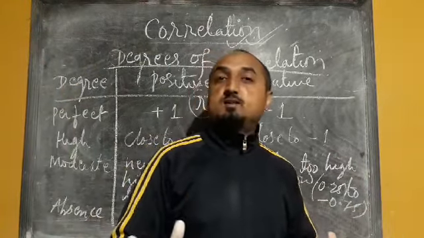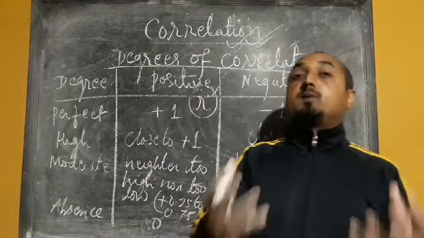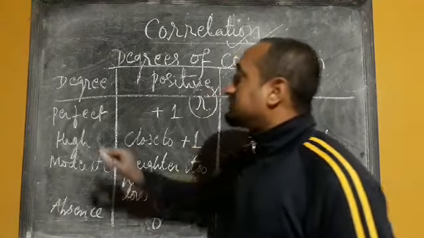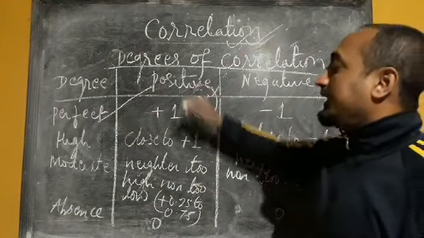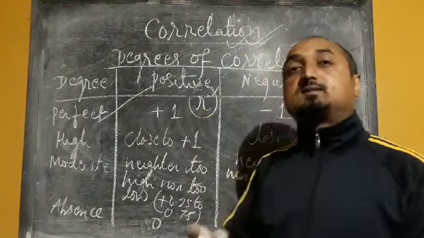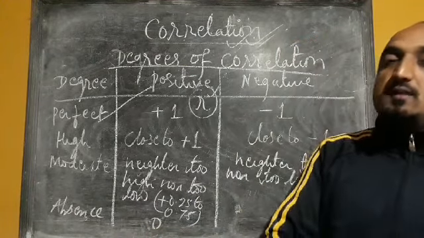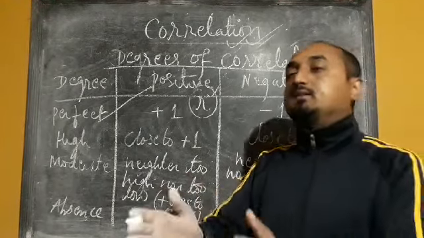Perfect positive correlation means if we are talking about two variables and if two variables are changing by the same proportion. Okay, these two variables, in the case of perfect positive correlation, if the value of two variables are changing by the same proportion, if it increases, then it will increase in the same proportion. If it decreases, it will decrease in the same proportion.